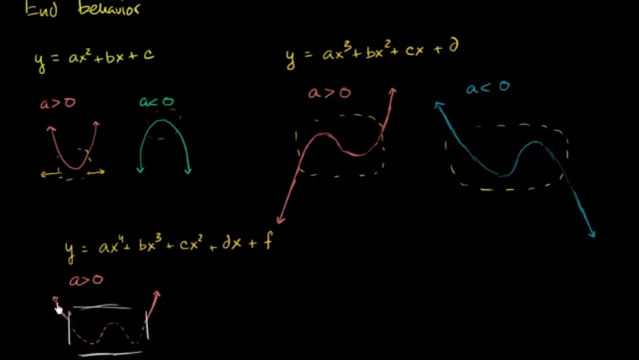And for very large negative values, you're going to get very large positive values. You take a negative number, raise it to the fourth power or the second power, you're still going to get a positive value. Likewise, if a is less than 0, you're going to have very similar end behavior to this case.